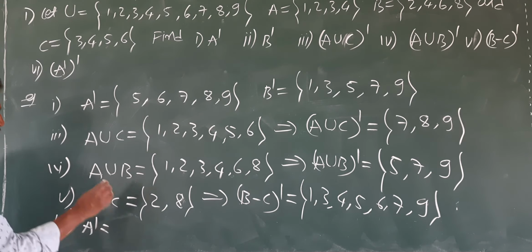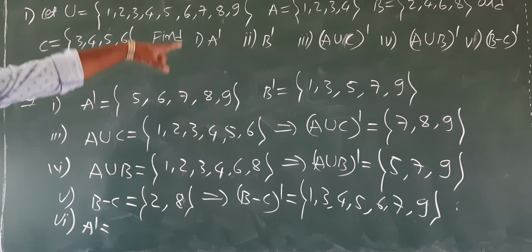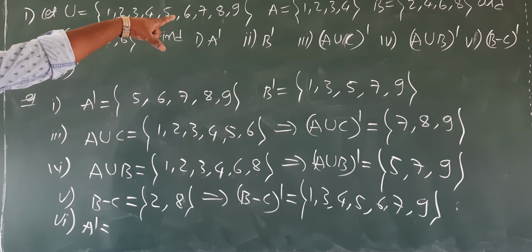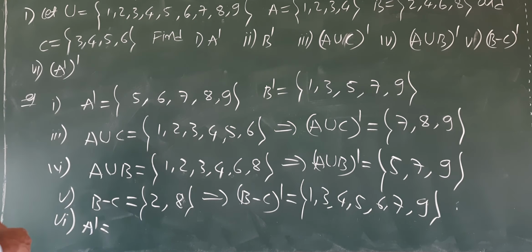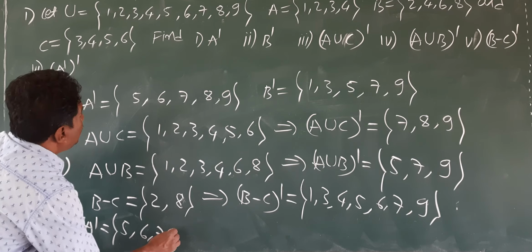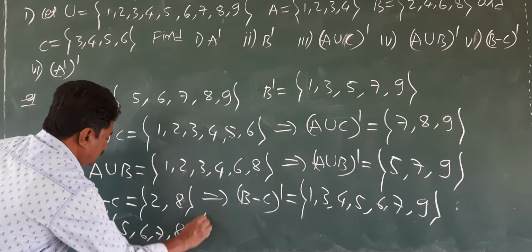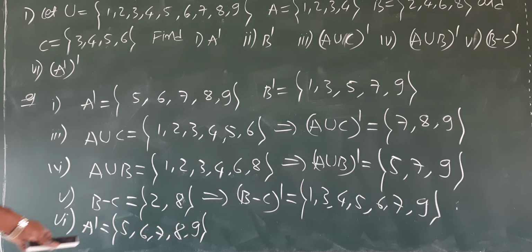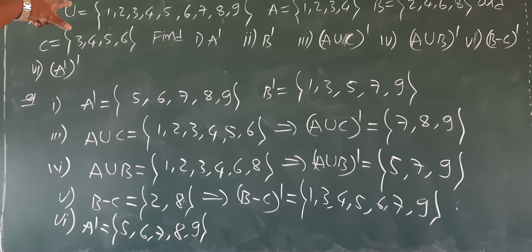So tell me A'. In A', you leave 1, 2, 3, 4, as you all know. 5, 6, 7, 8, 9. This is A'. Except the elements of A, 1, 2, 3, 4, leaving them out, we get 5, 6, 7, 8, 9.